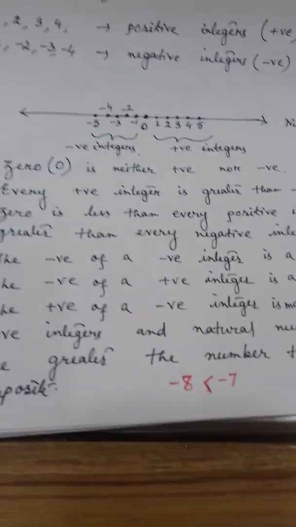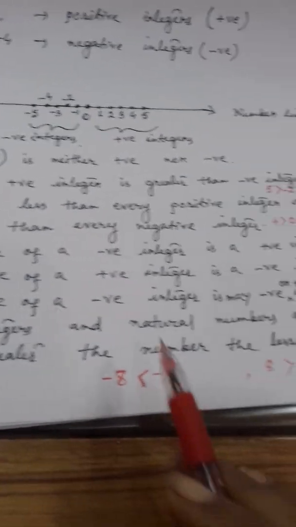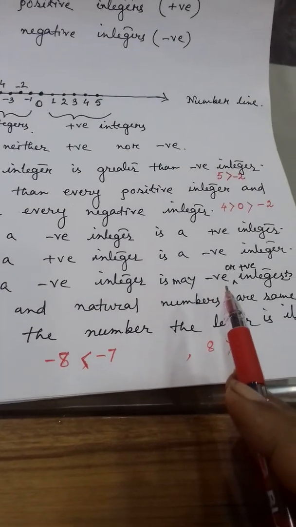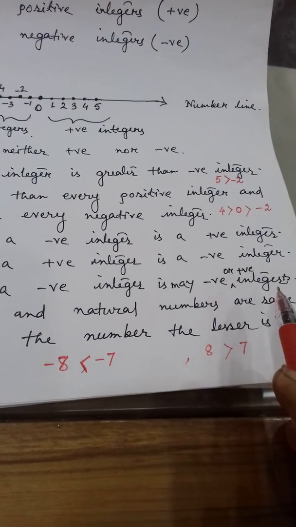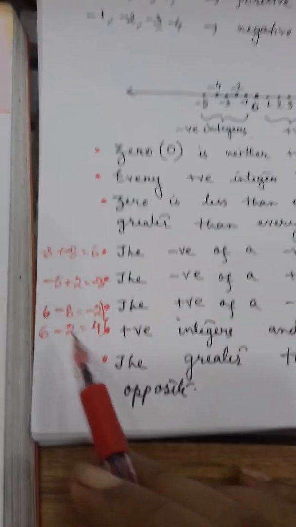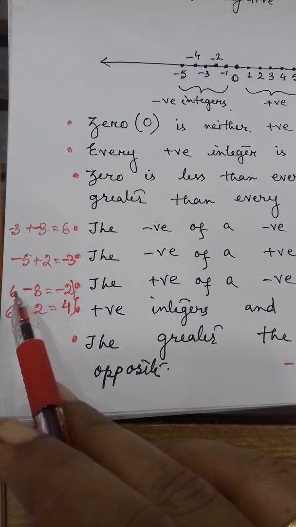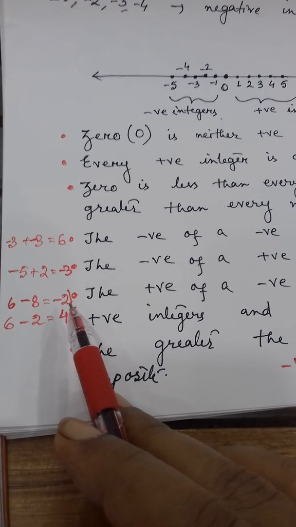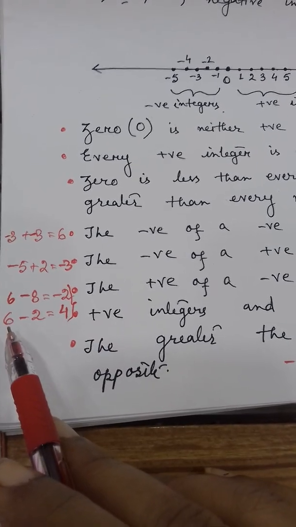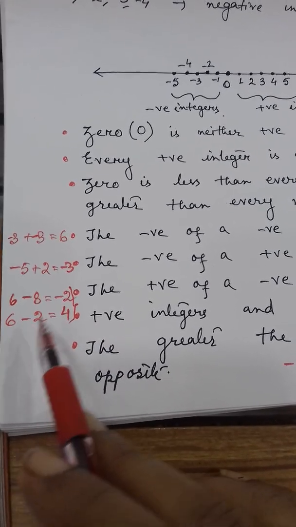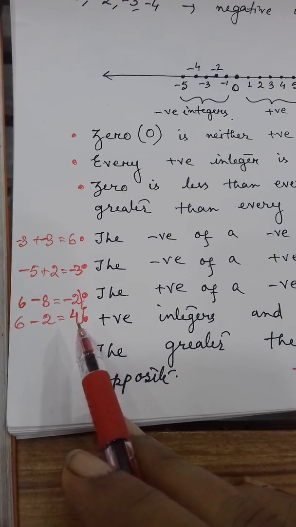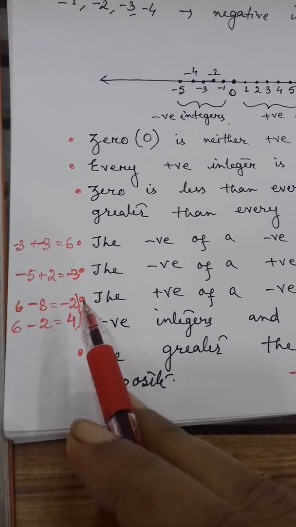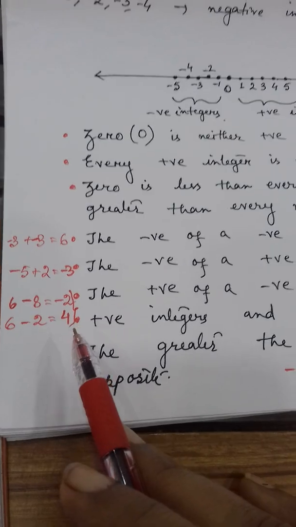Clear? Same way, the positive of a negative integer may be a positive or negative integer. That means it depends on the example. Like if you consider 6 as positive and 8 as negative, then its value will be -2. But if you consider 6 as positive and 2 as negative, then its value will be +4. So sometimes it may be negative, sometimes it may be positive.